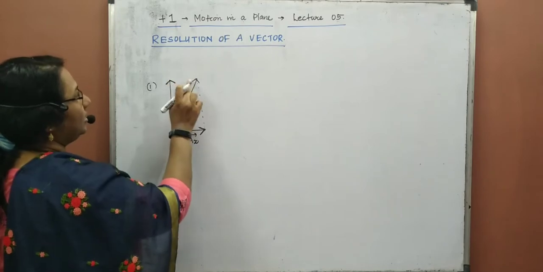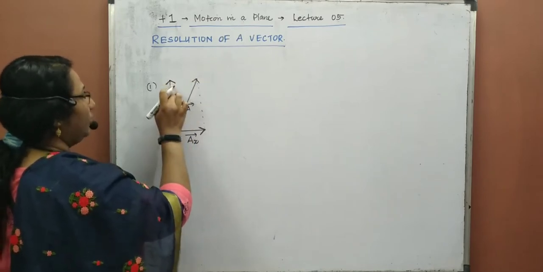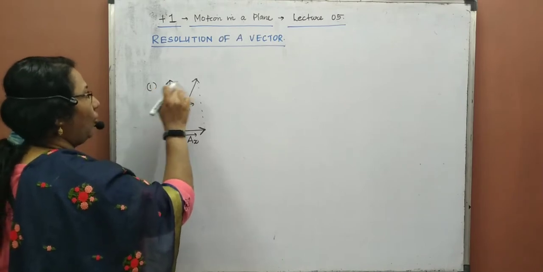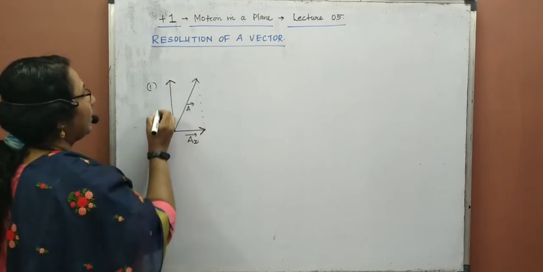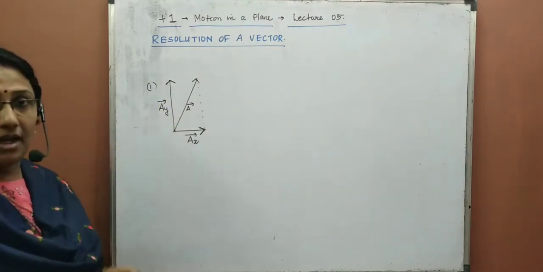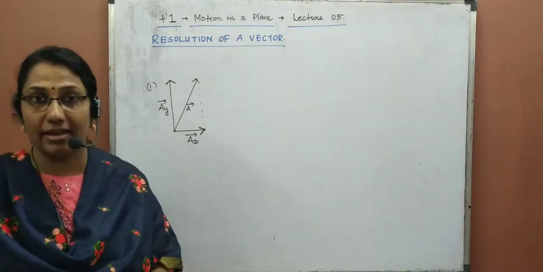Similarly, take another line which is perpendicular to x, that is y. Up to which point? Up to this tip. Do not extend it or take a lower line. Always take this arrow up to this tip. Okay. Then take it as A y. Clear? Clear? How to take the x and y components directly?